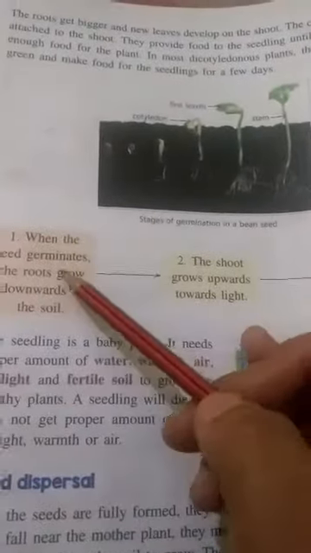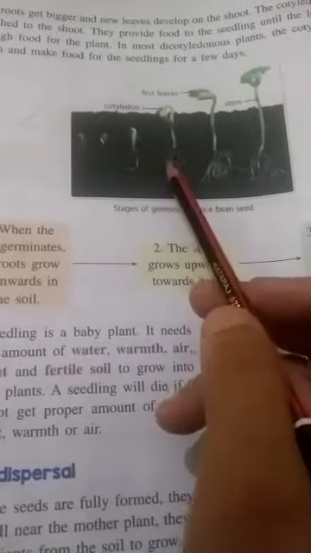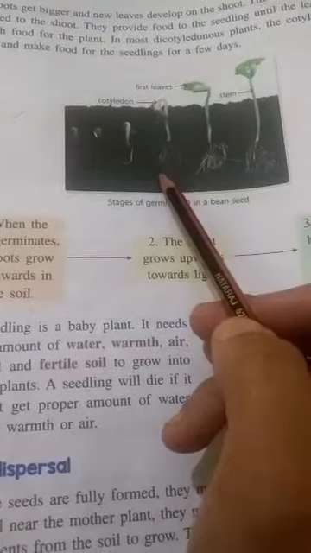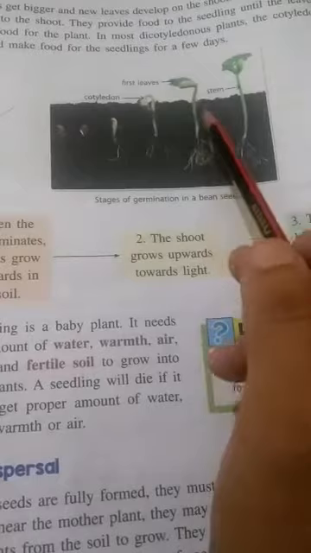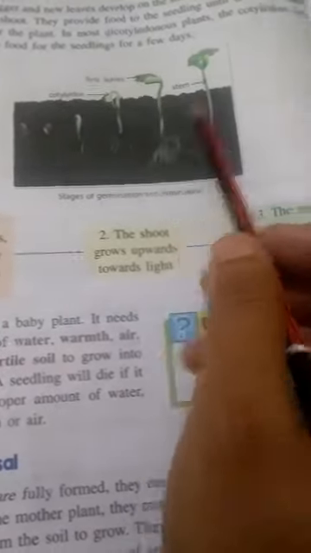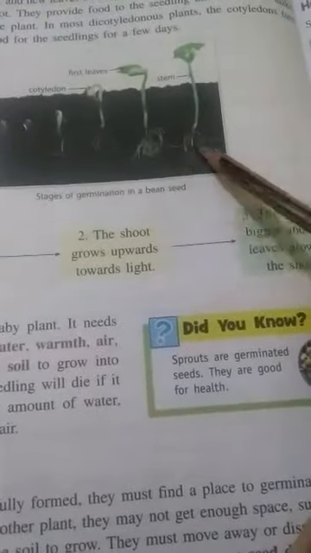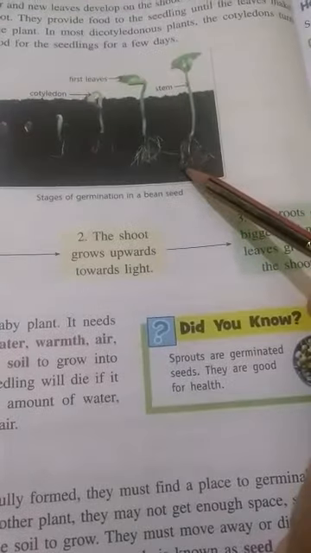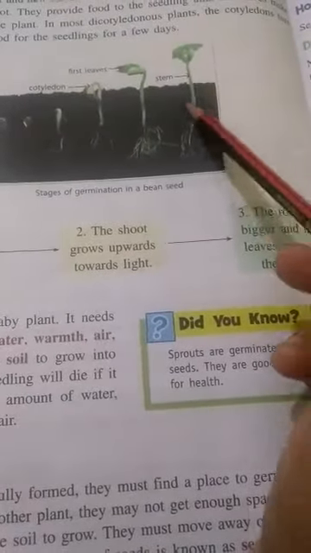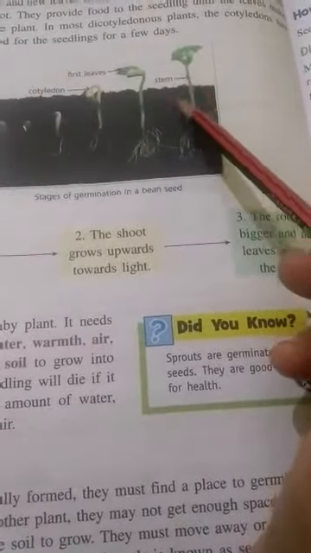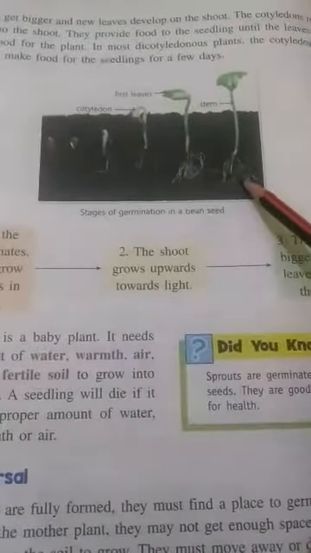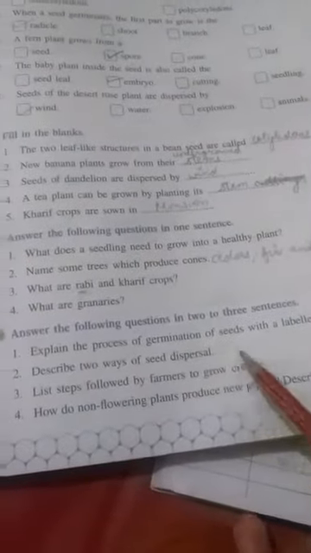When the seed germinates, roots grow towards the soil, the shoot grows towards the light because it requires light to grow, and later the roots get deeper and deeper and hold the soil particles together, and the shoot becomes enlarged towards the light. This is how germination of seeds occurs. Clear? Now the next question is, describe the two ways of seed dispersal.